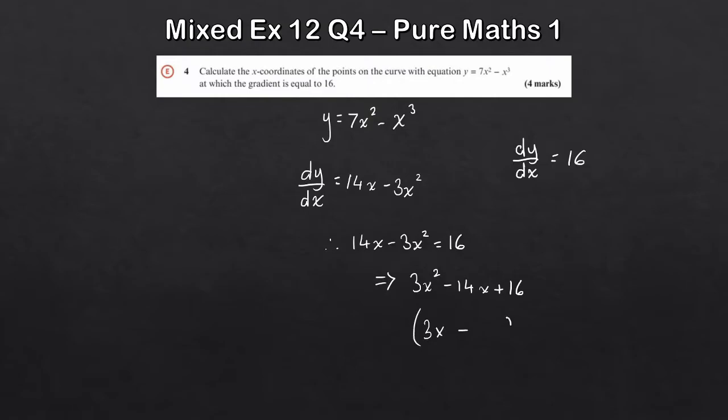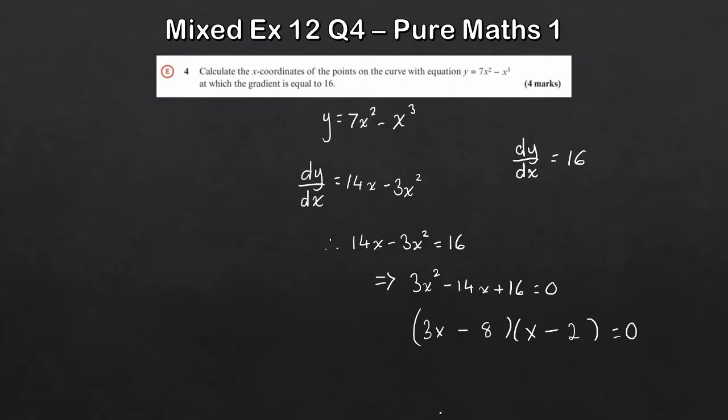That'll be 3x. I'm just going to write my brackets first. I always write it like that, and then if I need to change one to a plus, I can do that later on. But just factorising this, what you'll get is 3x minus 8, and then x minus 2. This is equal to 0.